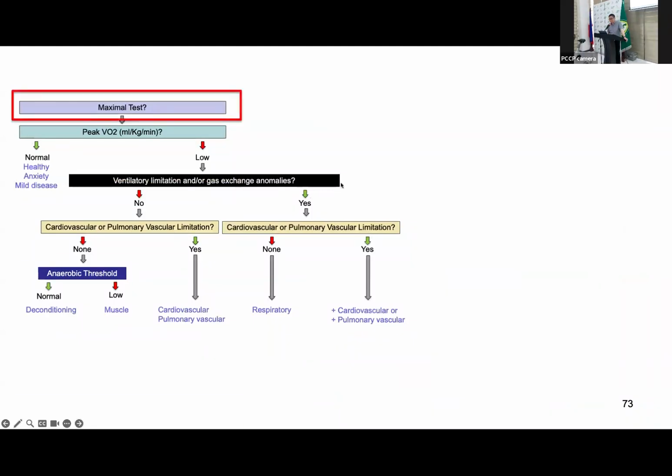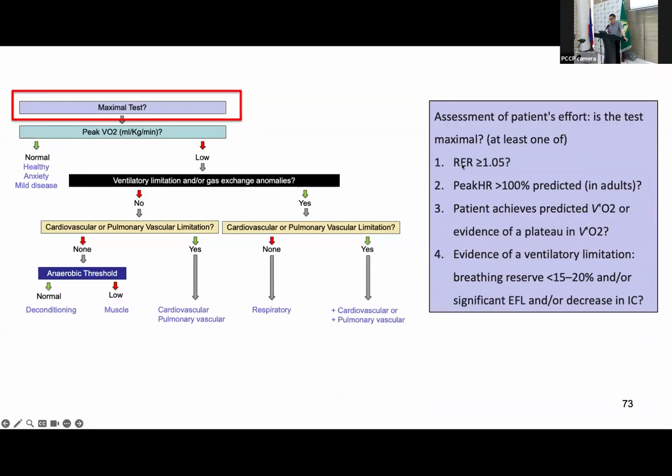Okay, the first question is, is it a maximal test? And these are the parameters. At least one: RER of at least 1.05, peak heart rate 100% of the maximum, able to achieve the predicted VO2 or the VO2 plateaus, and no evidence of ventilatory limitation, or with evidence of ventilatory limitation and a low breathing reserve. Okay, it's very important to know if the test is maximal or not. If the test is not maximal, you should interpret with caution, but still interpret it. But the interpretation should be correlated clinically with caution.